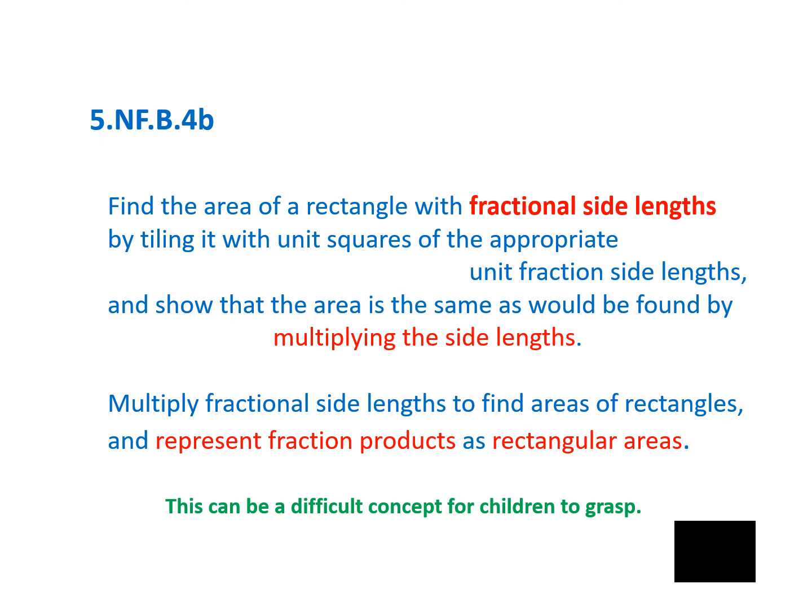It reads, find the area of a rectangle with fractional side lengths by tiling it with unit squares of the appropriate unit fraction side lengths, and show that the area is the same as would be found by multiplying the side lengths. Then multiply fractional side lengths to find areas of rectangles, and represent fraction products as rectangular areas.